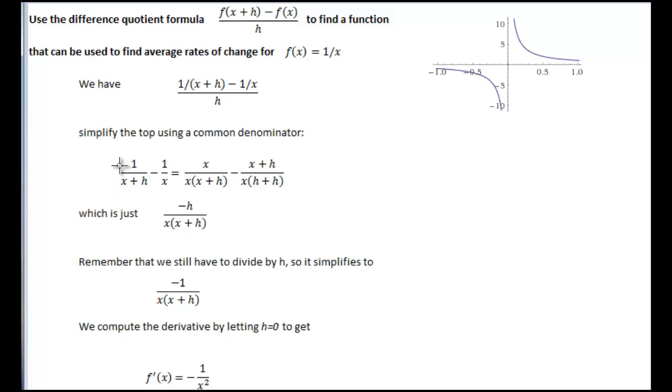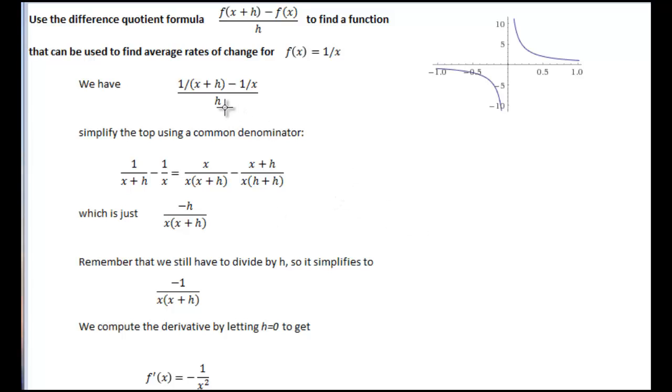So we multiply top and bottom of this fraction by x, and we multiply top and bottom of this fraction by x plus h. So now they're both x times x plus h in the bottom. We've multiplied an x up there and an x plus h up there. So the result after that multiplication is that. Then we simplify that. In the numerator we're going to have an x minus an x. That's going to cancel. And then we'll have minus an h.